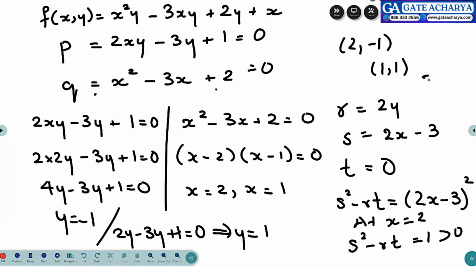Next, s square minus RT for x equal to 1. What is the value? Again 1. So again greater than 0. So both are which points? Both are saddle points. So write down, both are saddle points. So what is the correct answer to this function?